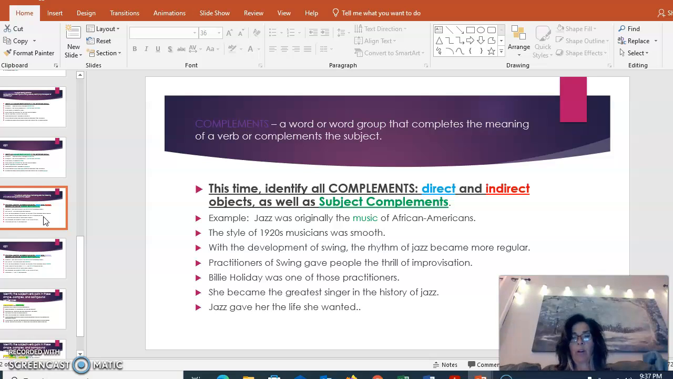This time we're going to identify all complements: direct and indirect objects as well as subject complements. In the example, jazz was originally the music of African Americans. This tells you that the music is a subject complement that renames or re-identifies jazz, linked by the linking verb. Let's see if we can go to another one.